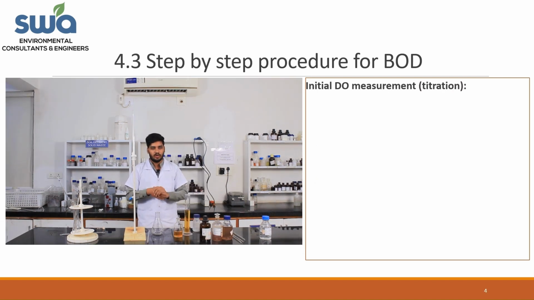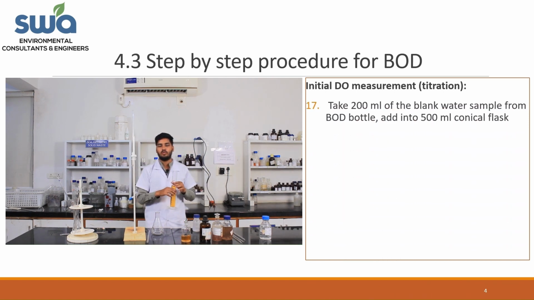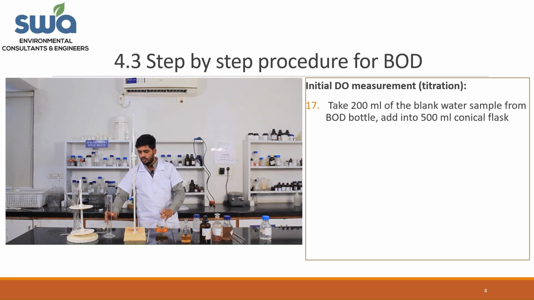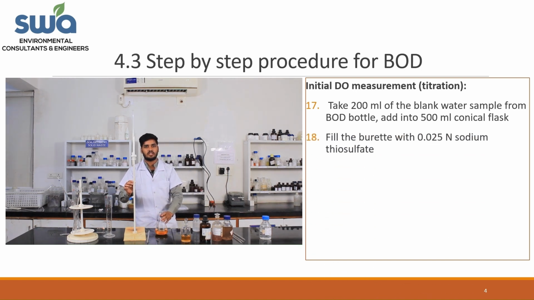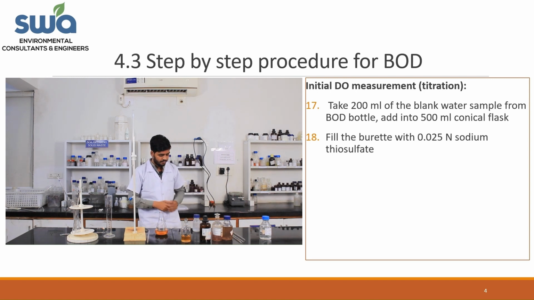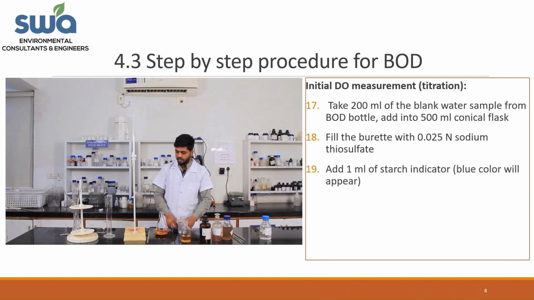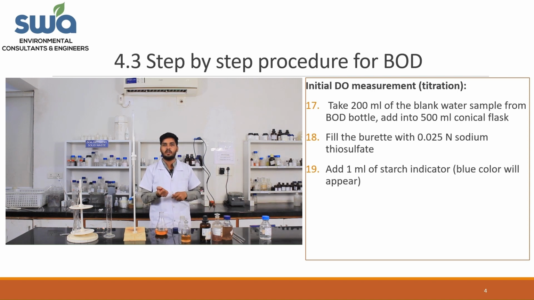So now let's measure the DO by titrating the sample. Take 201 ml of sample from the BOD bottle, measure it and transfer it into a 500 ml conical flask. Fill the burette with standard 0.025 normal sodium thiosulfate. Add 1 ml of starch indicator. When you add the starch indicator, the color of the sample will turn blue.